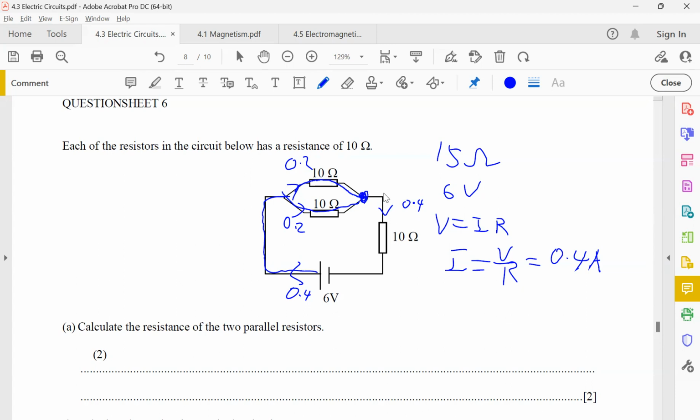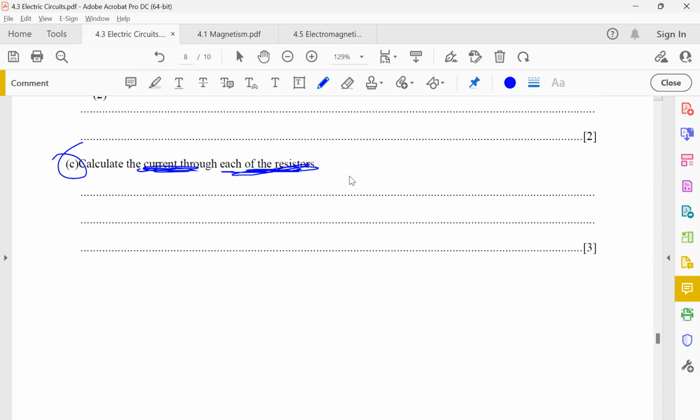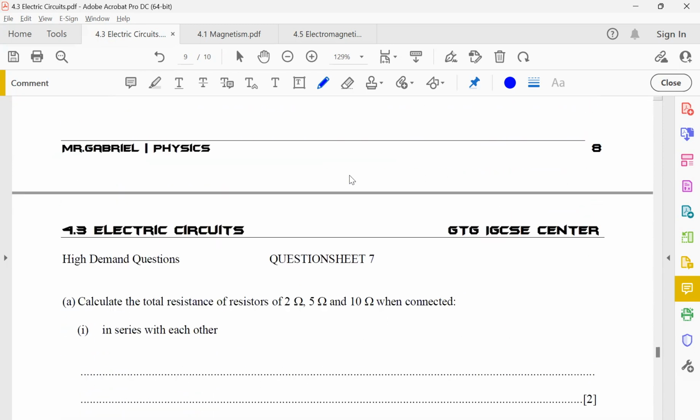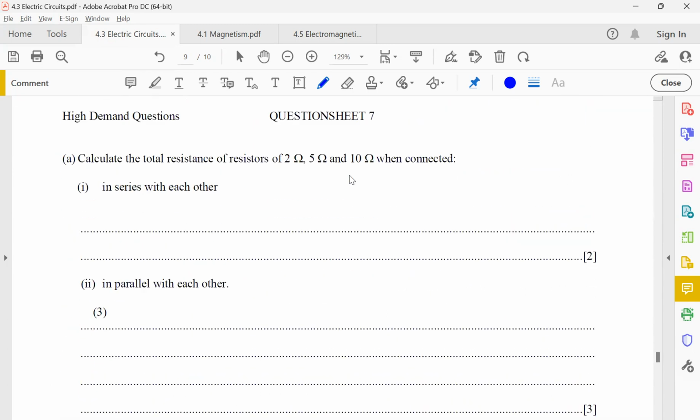Okay, I move on. Series, no question here. 17 ohm. Parallel: 1 over 2 plus 1 over 5 plus 1 over 10.